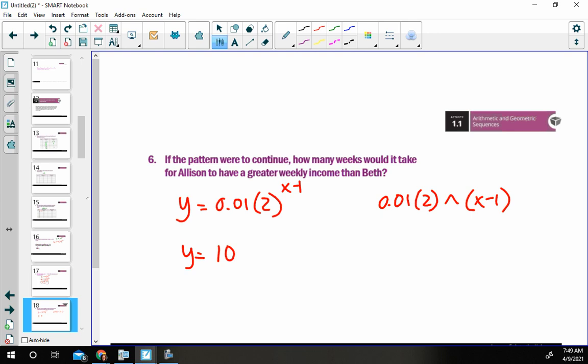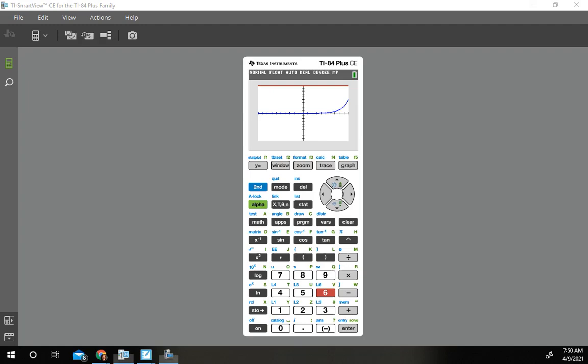Okay, I'm going to pause this real quick and throw it on my graph. So go ahead and get on your graph. We probably have to adjust our windows. All right, so I'm going to show you guys what my y equals looks like.